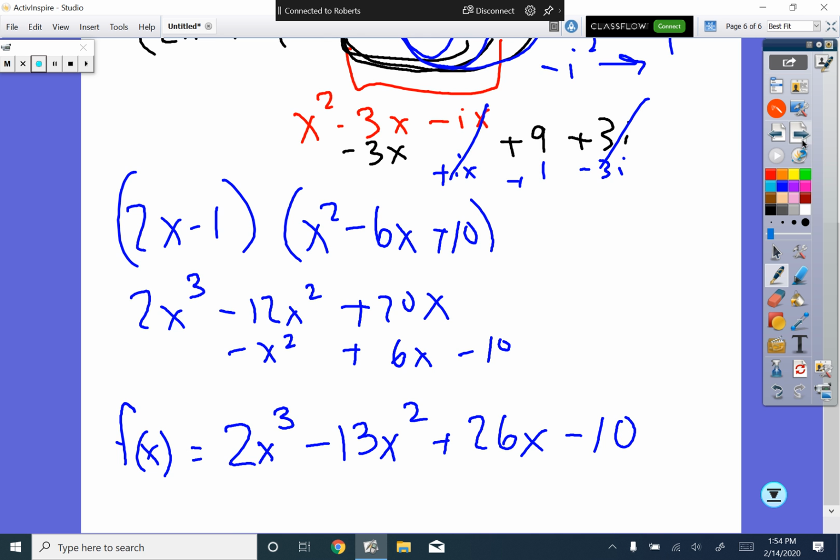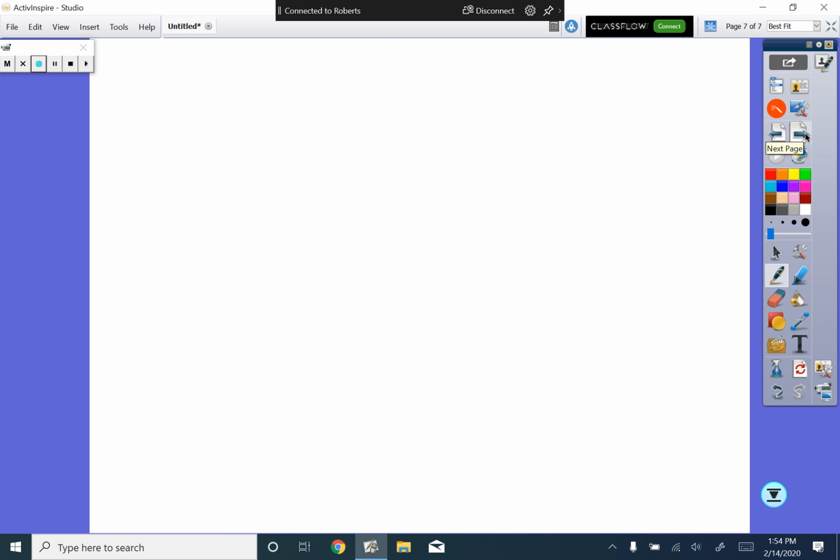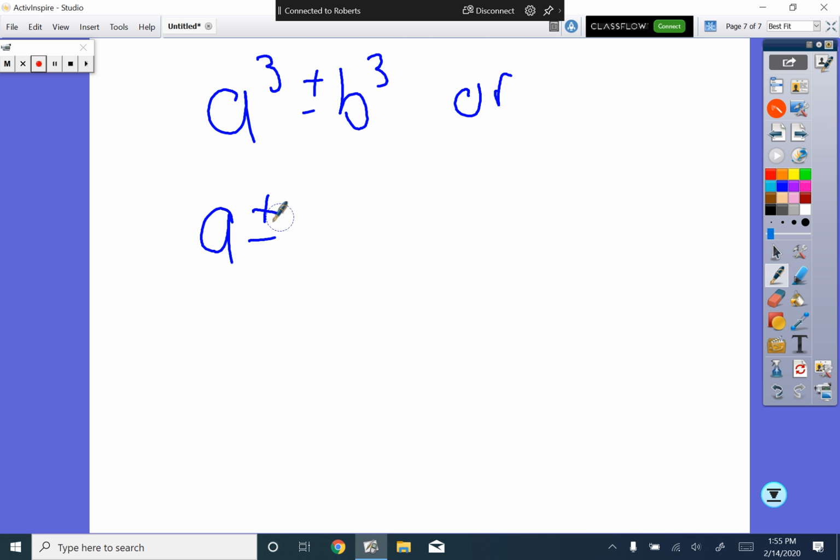Guys, there's something I don't think you're going to remember, so I just want to make sure. Do you guys remember difference of cubes and sum of cubes? I'm going to do a plus or a minus, and I'm just going to do the whole thing, okay? So you might see this today. So remember, this becomes a plus or minus, whatever it is.